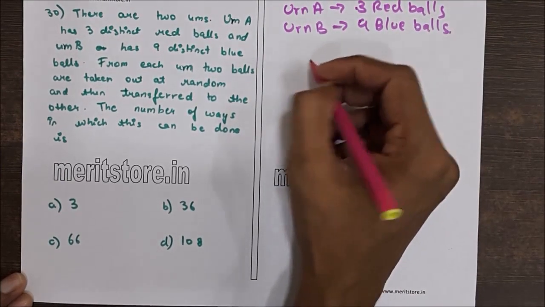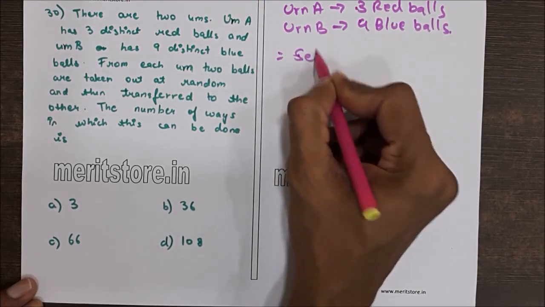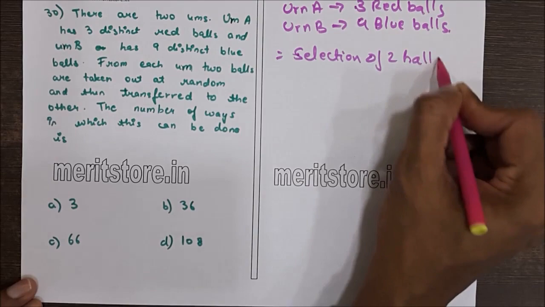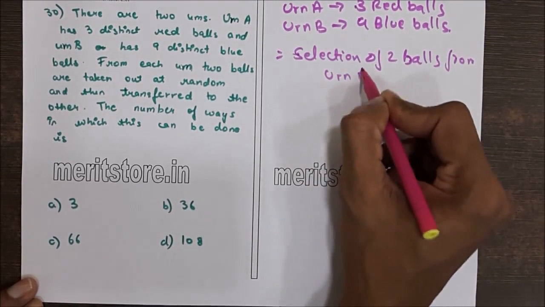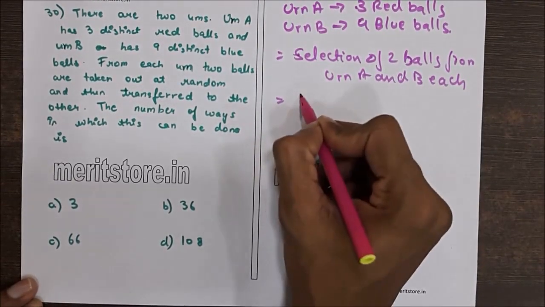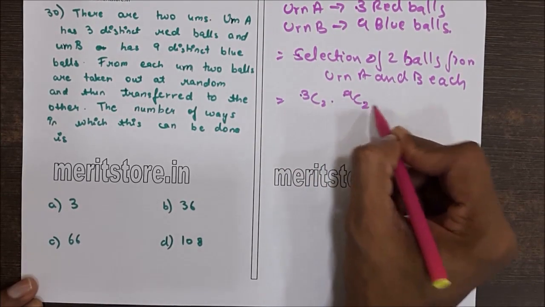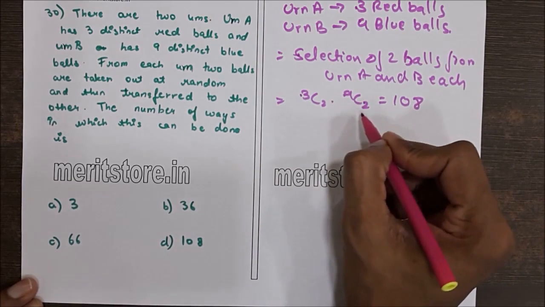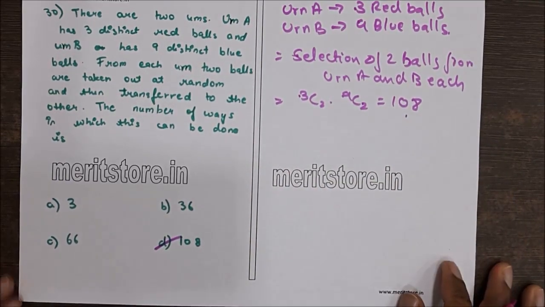So the number of ways can be written as the selection of 2 balls from urn A and B each, which can be written as 3C2 into 9C2, which is equal to 108. If we solve this further, we get 108, that is option number D. Therefore, option D is the correct answer.